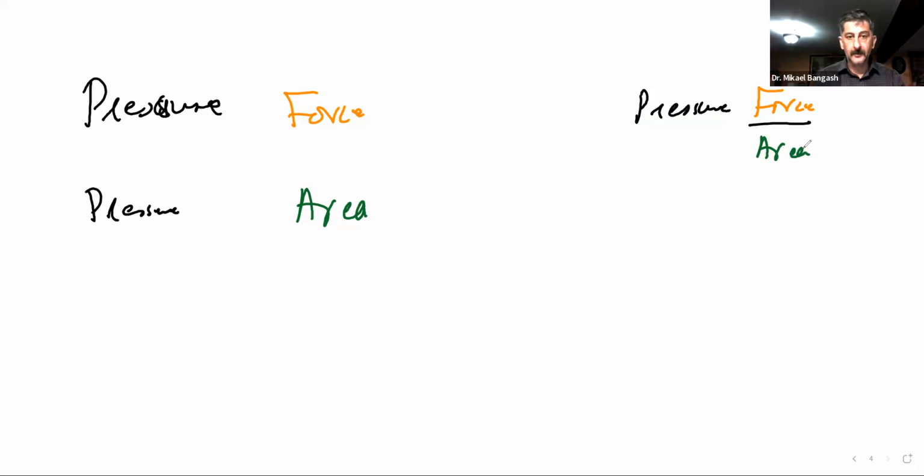Now, if we want to establish the relationship between pressure and force, then we'll say that area is constant. What we mean by constant is that we don't change it. It's going to be the same area, but we're just going to change the force and see how that affects the pressure. What we end up saying is that pressure is directly proportional to force if area is constant.